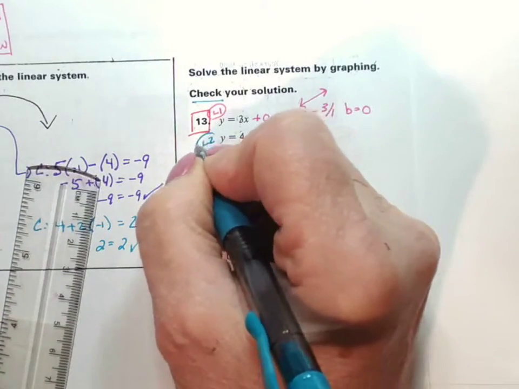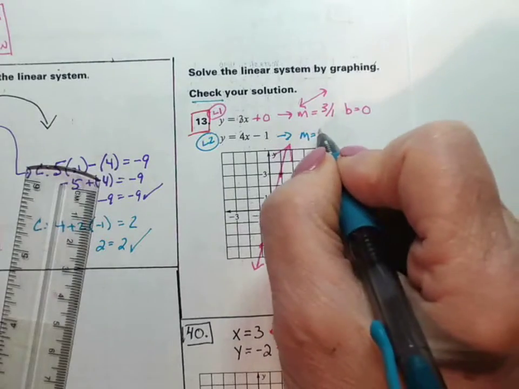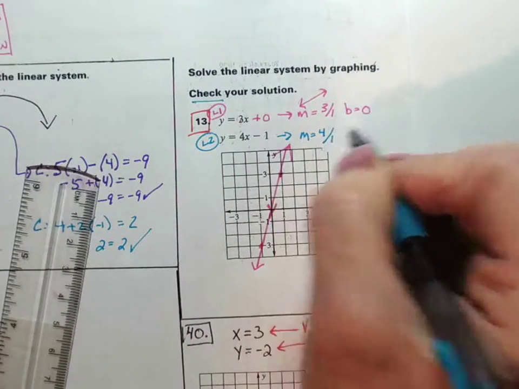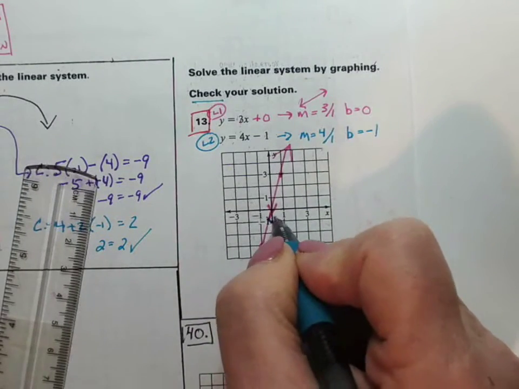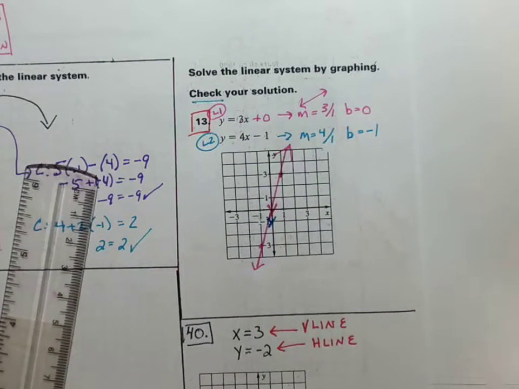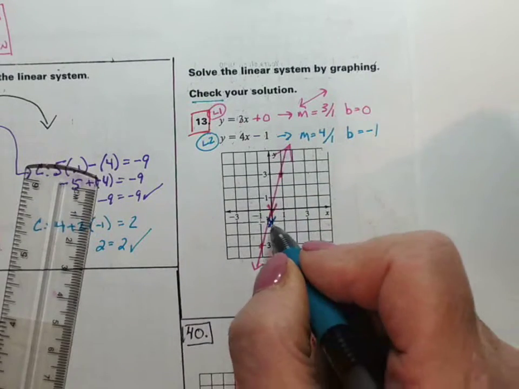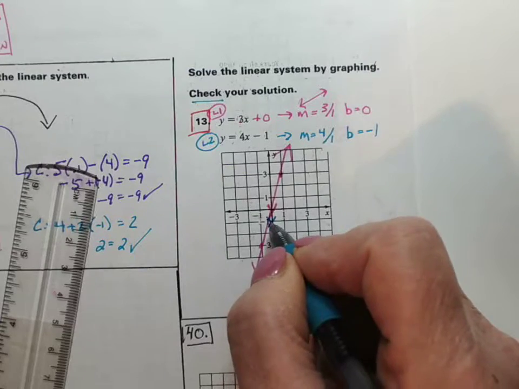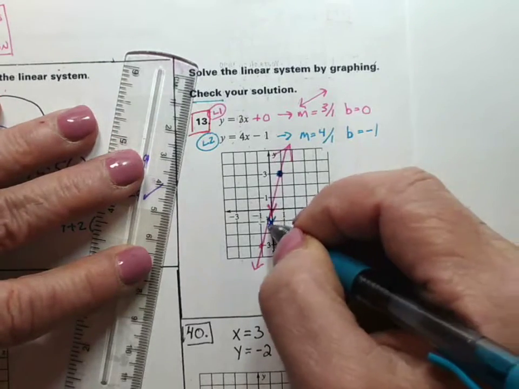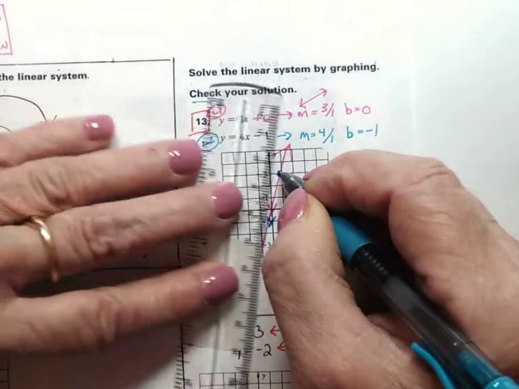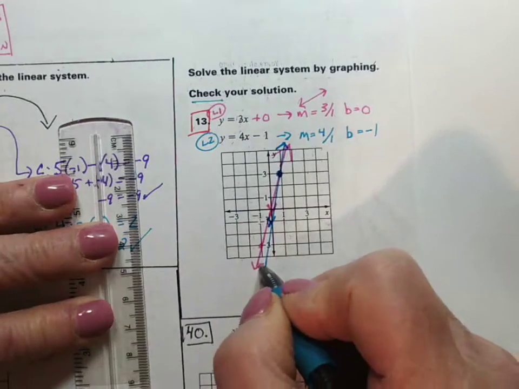Now I have line 2. Here, again, the slope is 4 over 1, and the y-intercept is -1. This one you have to be very, very clear on how you graph your lines. The y-intercept's -1. I'm going to go up 4 over 1, and I'm really happy because when I went up 4 over 1, I hit the other line. So that is going to be the solution. You still have to draw both lines.